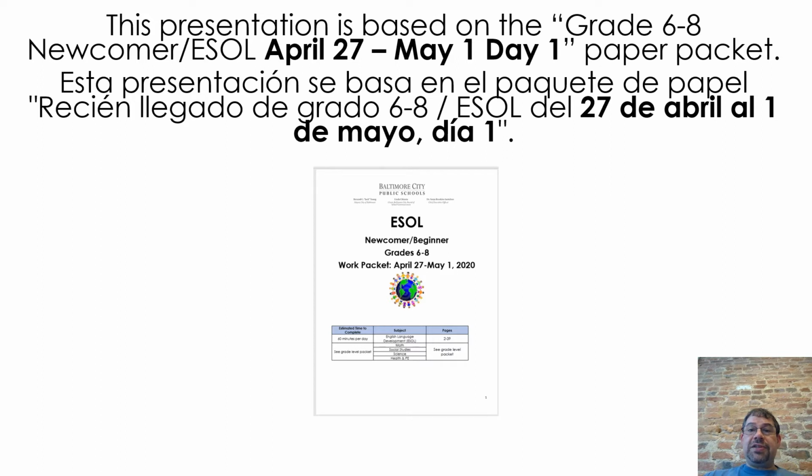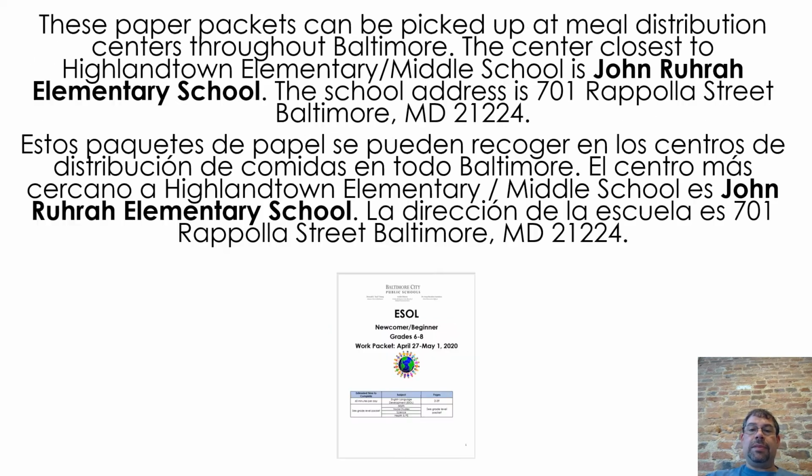This presentation is based on the grades 6 through 8 newcomer ESOL, April 27th through May 1st, day 1 paper packet. These paper packets can be picked up at meal distribution centers throughout Baltimore. The center closest to Highlandtown Elementary Middle School is John Ruhrah Elementary School. The school address is 701 Rappolla Street, Baltimore, Maryland 21224.